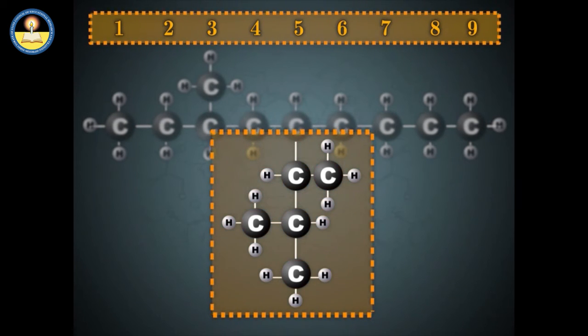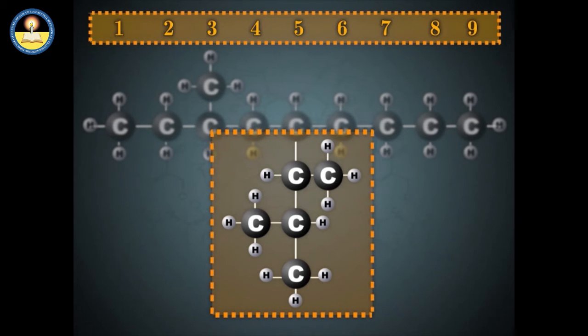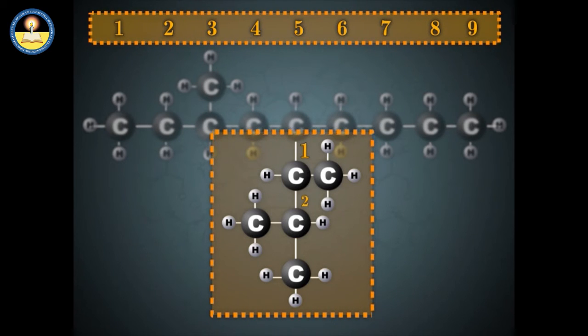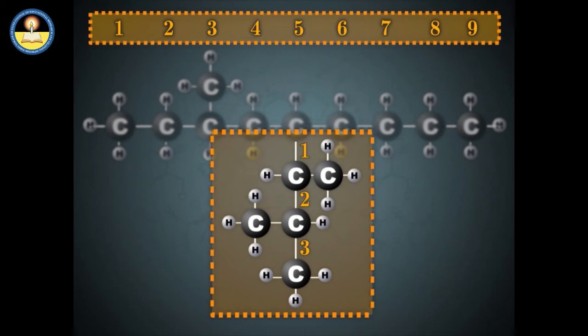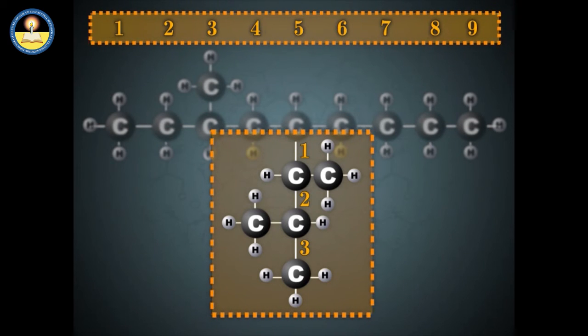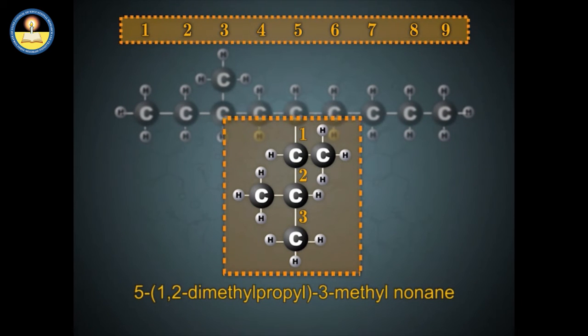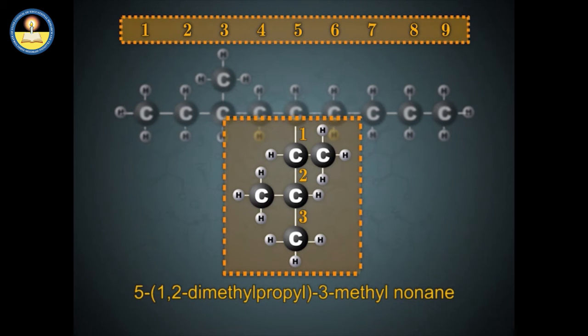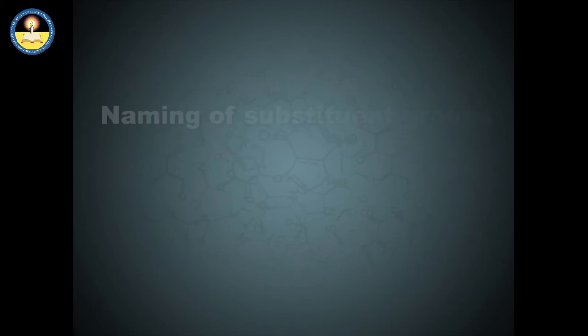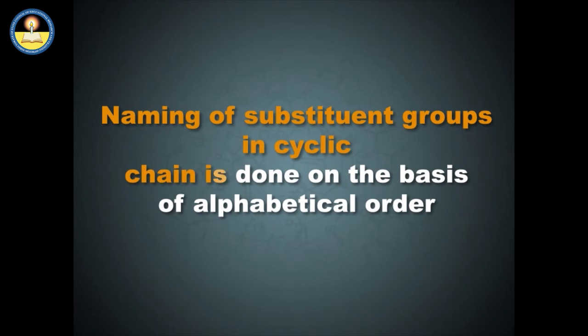HC5 is a complex side chain. Its numbering is also shown as 1, 2, 3. It's named as propyl group. Overall, the compound can be named as 5-(1,2-dimethylpropyl)-3-methylnonene. Naming of substituent groups in a cyclic chain is done on the basis of alphabetical order.